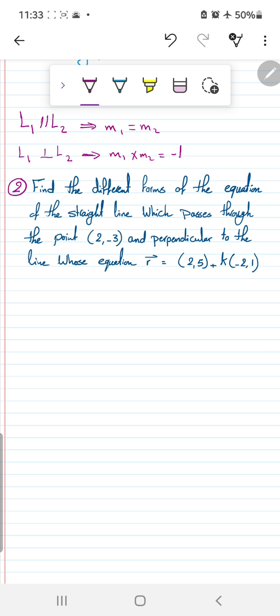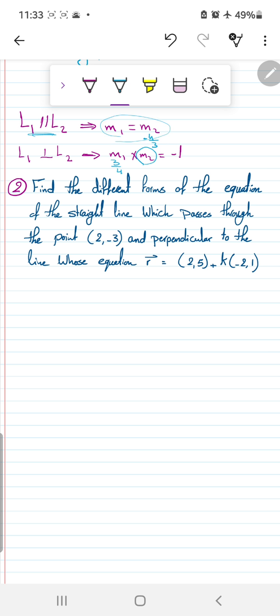For example, if M1 is 3 over 4, then M2 will be, take the reciprocal, 4 over 3, and change the sign, positive becomes negative. Okay, that is for perpendicular. And for parallel, the two slopes are equal.